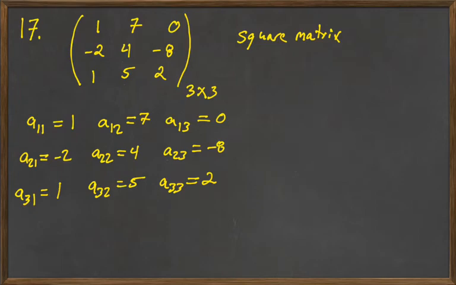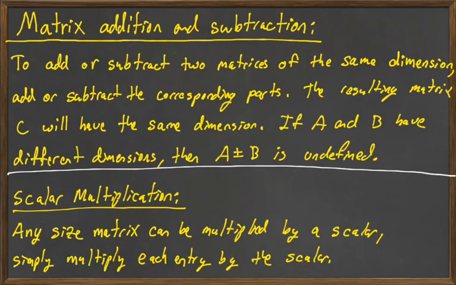Okay. So now we have a familiarity with the entries of the matrix and also dimensions. We're going to go ahead and define what it means to do the addition, subtraction, and scalar multiplication of matrices. So we'll go ahead and speed that up. So matrix addition and subtraction: if we want to add or subtract 2 matrices of the same dimension, add or subtract the corresponding parts. The resulting matrix C will have the same dimension.